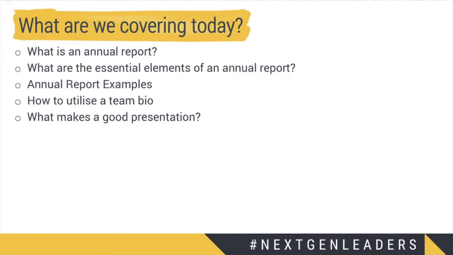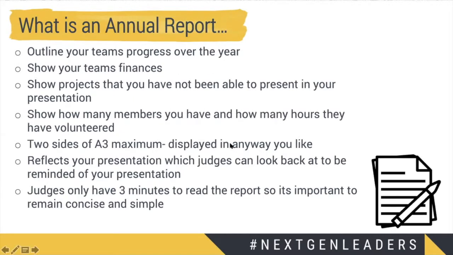So we'll get started, starting off with what is an annual report. The annual reports are designed to outline your team's progress over the year. So essentially at the beginning of each presentation you give at regionals, nationals, every single time, you hand up your annual report at the beginning of the session, and the judges have 3 minutes to read it before your presentation starts. So it's to give them a really clear overview of everything that you've done this year. It's your chance to include things that you haven't included in your presentation, such as other projects that you'd like to highlight and showcase, if you'd like to showcase other teams' work within your team. And that's what it is.